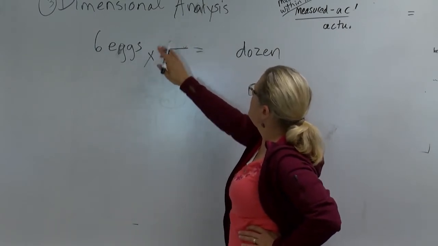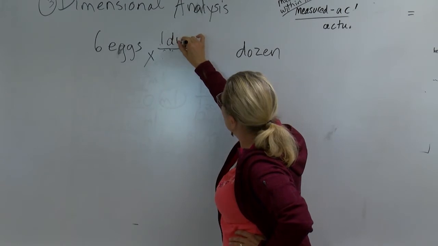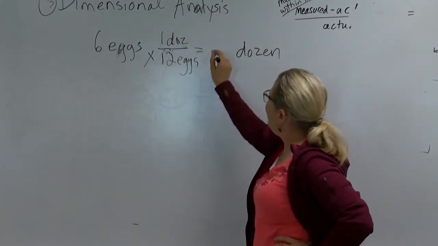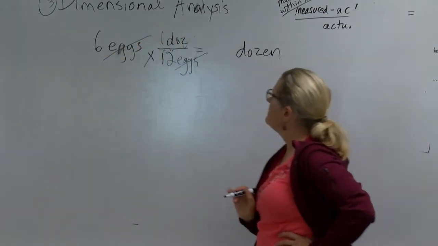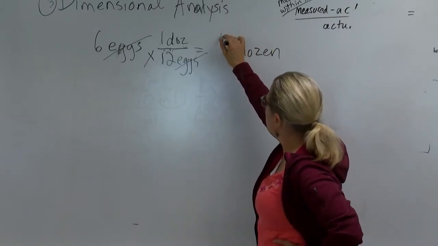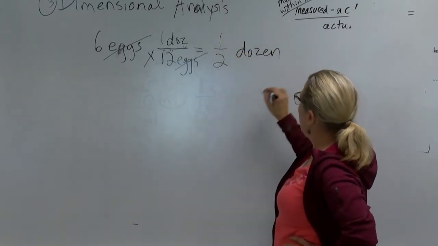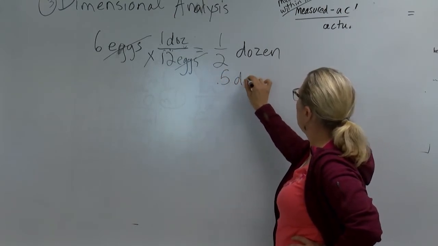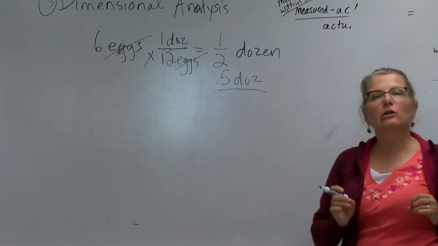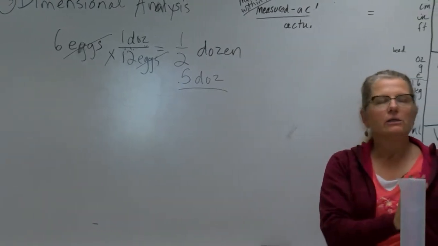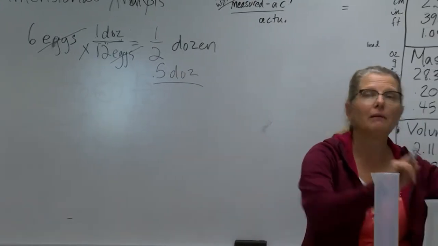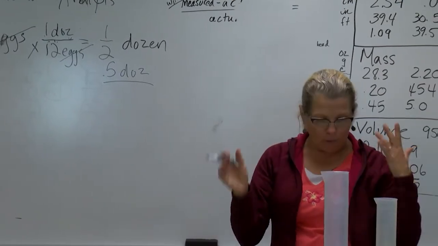We want to put 1 dozen here and 12 eggs here. Now we cancel the eggs. 6 over 12, 1/2. So we can say 1/2 dozen, or we can say 0.5 dozen. Okay, either way. So with dimensional analysis, you can start with miles and get it down to centimeters if you want. You can start with centimeters, get it up to miles. You can start with anything.